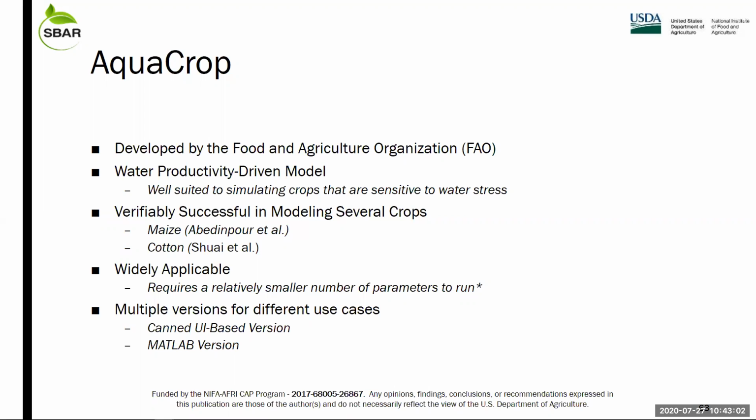But one of the biggest drawbacks, it was not made for and intended to be used for perennial crops, right? So it was intended to be used for things that are easily swapped out year by year, to the end of the season. In addition to that, there's two versions. So there is a canned, I call it canned, it's a UI-based version that's an executable, right? It's easy to interact with, super easy to use, but it's non-modifiable. And then there's also a MATLAB version, which we'll talk about a little bit next. Next slide.